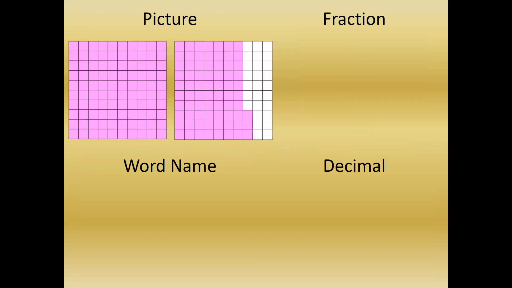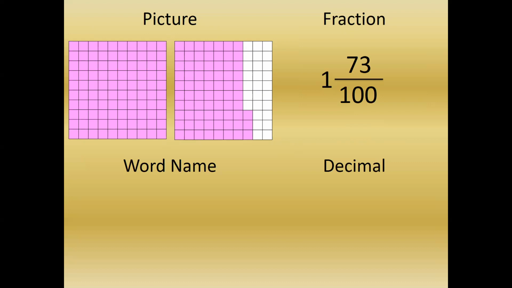So now we're going to look at this picture. So we have 2 squares of 100 boxes in each of them. Our first one is completely filled in. Our second one is only partially filled in by pink. So what should our fraction be for this picture? So we know that we have 1 whole, so that means we can put a 1 in front of our fraction. And then how many boxes in total is there in 1 square? There are 100. And then how many are filled in pink in the second square? 73. So 73 is our numerator. So our fraction is 1 and 73 over 100.